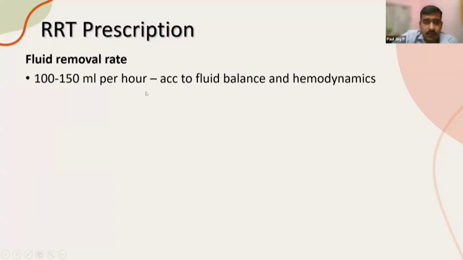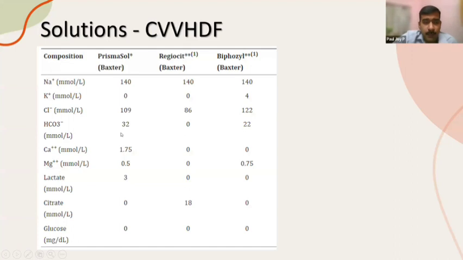The UF removal is according to the fluid balance required, the negative balance required according to the hemodynamics. It can vary from around 50 to 150 ml per hour.